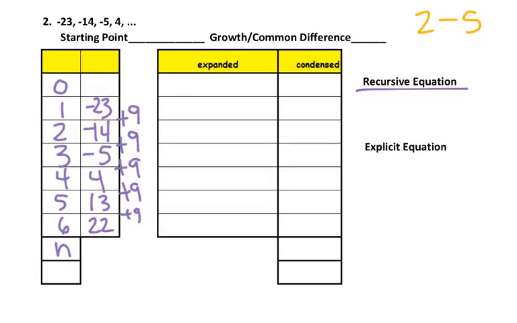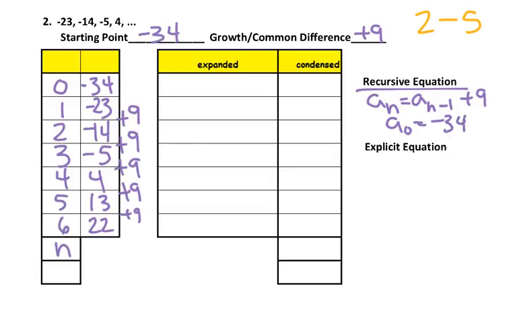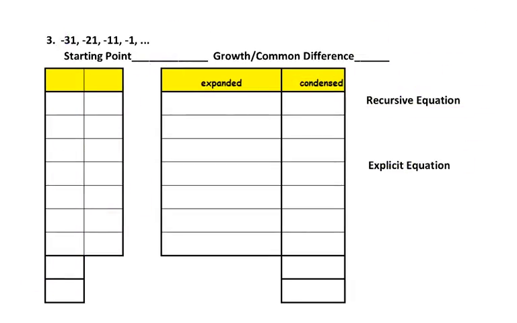So if we go backwards to our 0 term, it would be negative 34. So our starting point, negative 34. Our common difference, we're adding 9. So our recursive, a sub n equals a sub n minus 1 plus 9, and a sub 0 equals negative 34. You could have also put a sub 1 equals negative 23, and that would still work. Alright, 3. First term, I'll just write these down first.